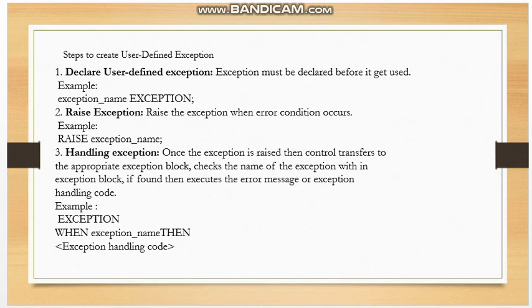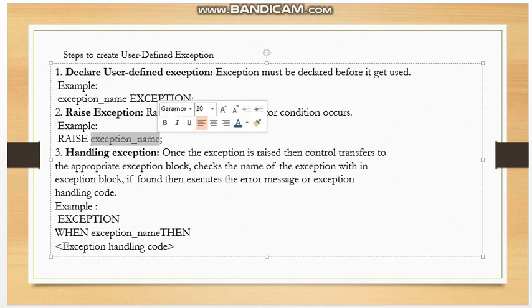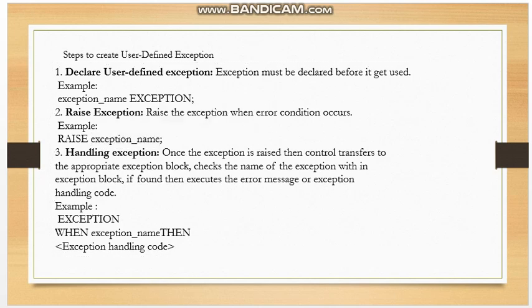Then we have to raise the exception. It is step number 2. Raise the exception when the error condition occurs. Whenever there is a condition where we think an error will come, we need to write RAISE. It is a keyword for raising the exception, followed by the exception name. Remember, this exception name is the one which we have already used in the declaration section.